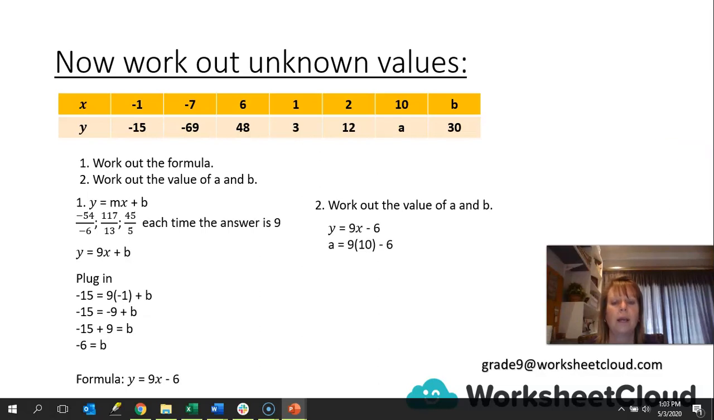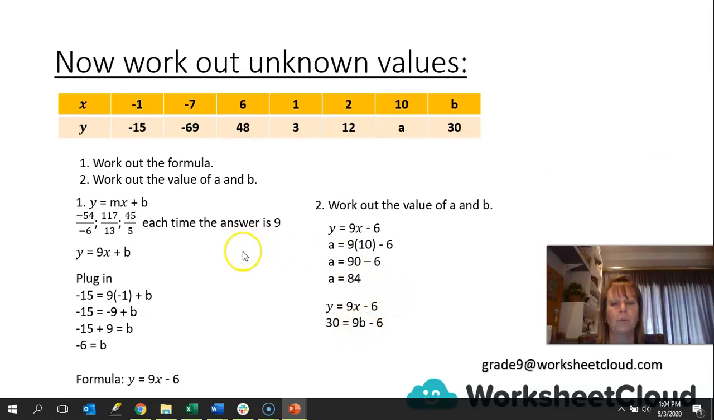We're going to get A, which is y, is equal to 9 times 10 minus 6, which is going to give me 90 minus 6, which gives me 84. So the value of A is 84 in this table. Okay, let's now work out our value of x. Our value of y is 30. We are told that. And we're going to put 9b minus 6.